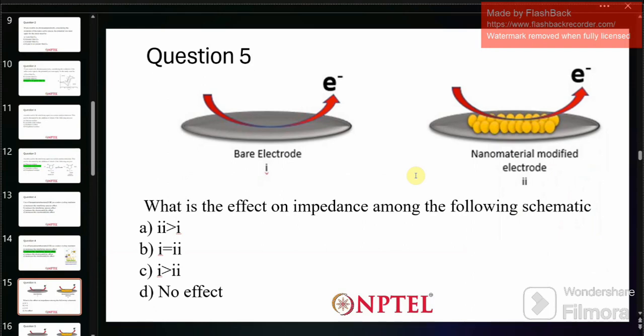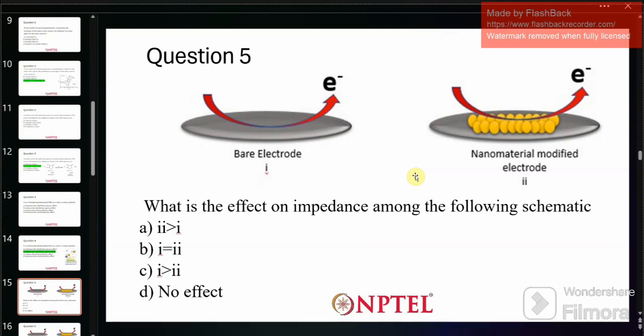Basically, yeah. So here we have two electrodes. One is a bare electrode. One is a nanomaterial modified electrode. So we want to find out what is the effect on impedance in the following schematic. Whether the impedance in the second electrode is more than the first electrode, whether the impedance will be the same, whether the impedance in the first electrode is greater than the second electrode, or there is no effect.